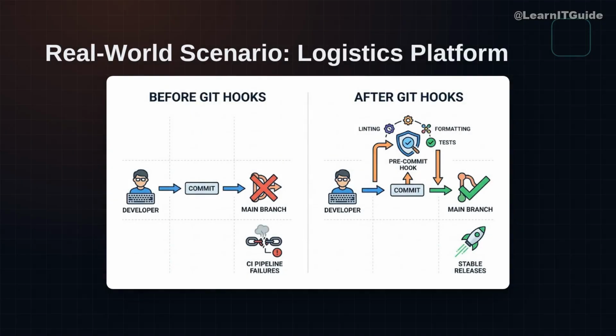Consider a logistics tracking platform handling 10,000 shipments per hour. Their developers were constantly breaking the main branch because they would forget to run local tests. After the team lead enforced pre-commit hooks that required both formatting and test passage, they saw build failures in their CI pipeline drop by 95%. That saved the team 40 engineering hours per week that were previously spent fixing broken builds. That is the power of automated gating.